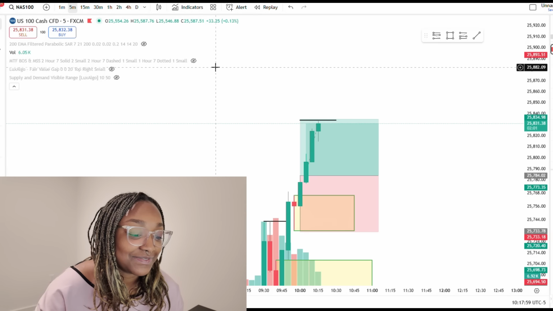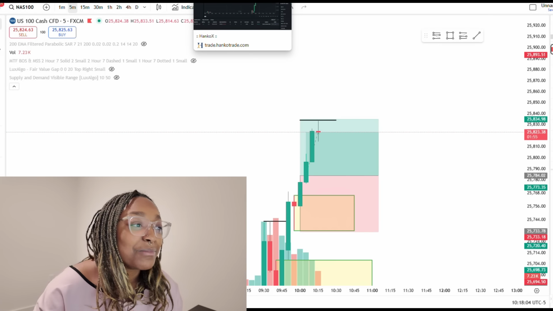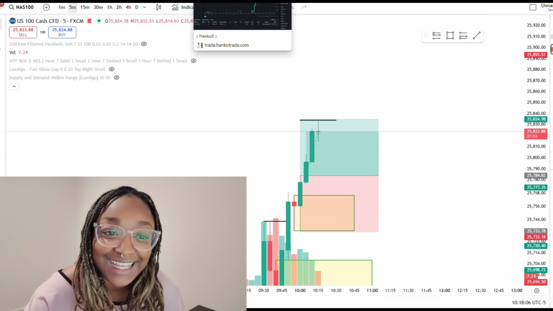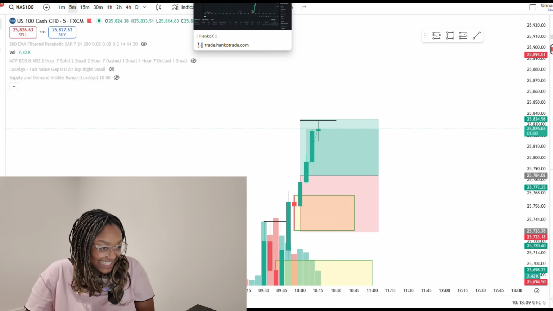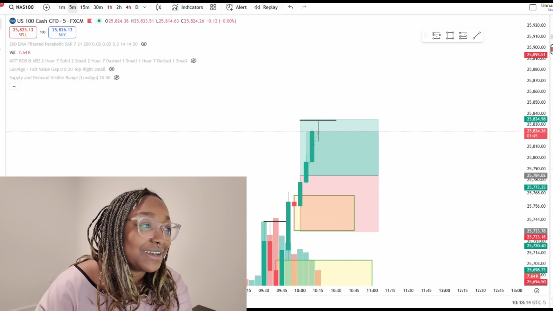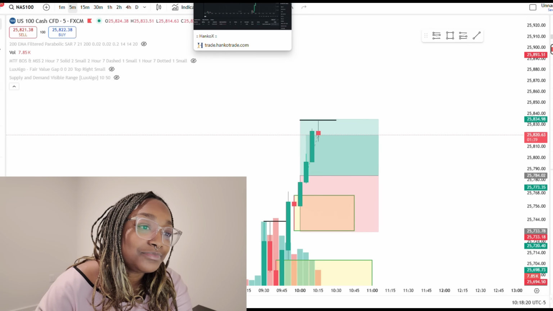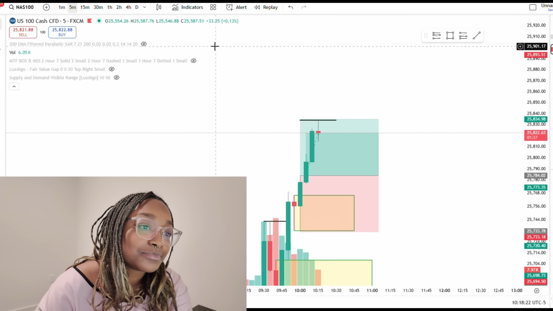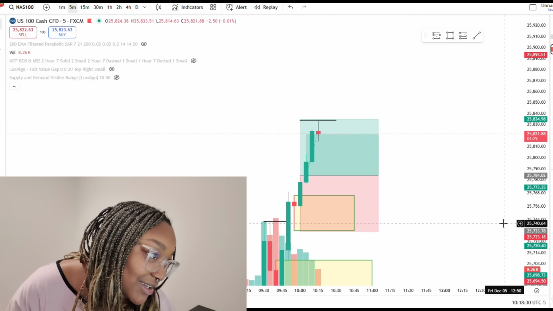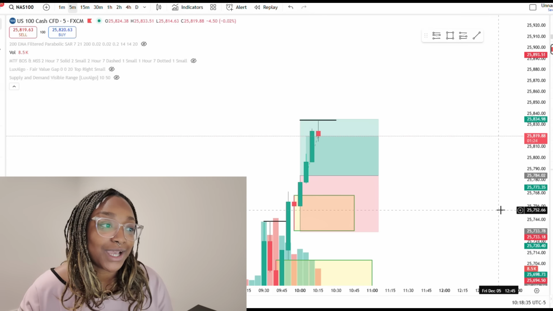Oh, I'm not finna play. I knew I should have got out. Okay, wait. I'm not finna play with these trades, y'all. We didn't even hit TP1, dog. Come on. And I don't like the fact that it just turned back red.